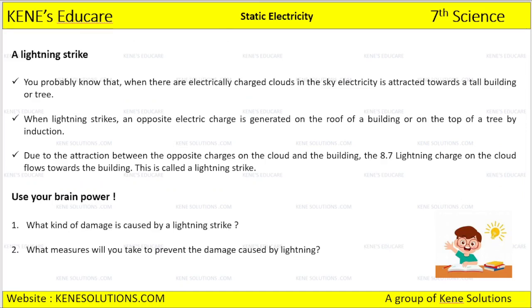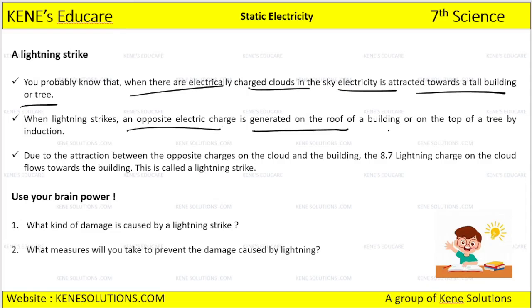Now, a lightning strike. You probably know that when there is an electrically charged cloud in the sky, electricity is attracted towards a tall building or a tree. Okay, so it is advised not to stay under a tree when lightning happens because it gets attracted towards a tree. When the lightning strikes, an opposite electric charge is generated on the roof of the building or the top of a tree by induction. तो ट्री पे भी वो चार्ज आ जाता है and due to this attraction between the two oppositely charged bodies, the lightning charge on the cloud flows towards the building.